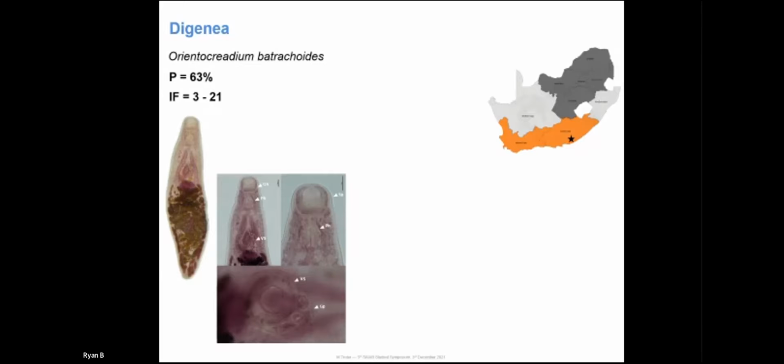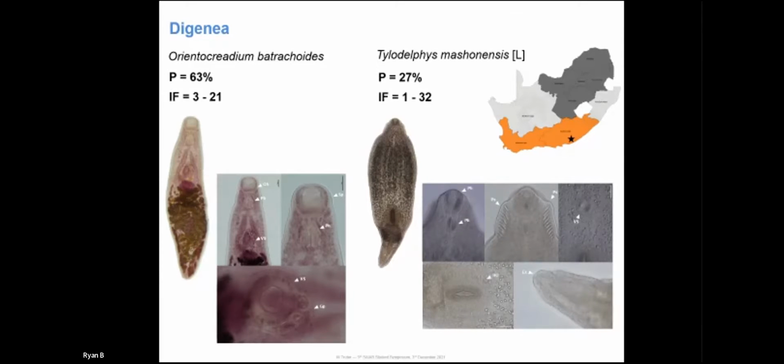Catfish from the Great Fish River were parasitized with adult Orientocreadium batrachoides in the intestine, whereas metacercariae of Tylodelphys mashonense were found to parasitize the cranial cavity of 27% of the catfish. No infections with Digenea were found in the hosts from Riviersonderend. Nematodes infected catfish from both localities.